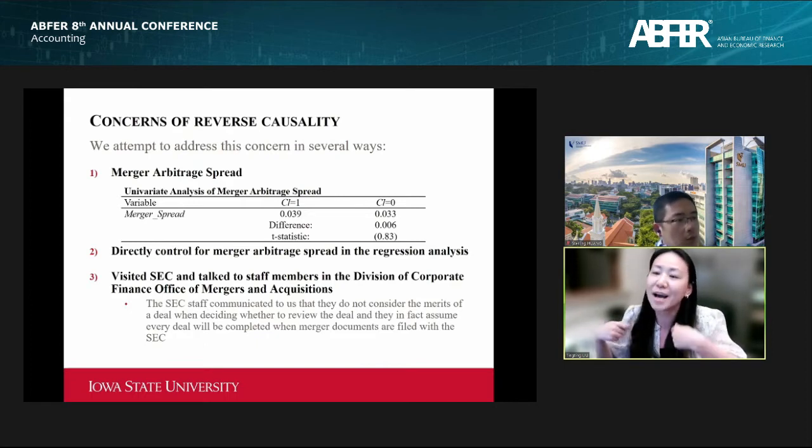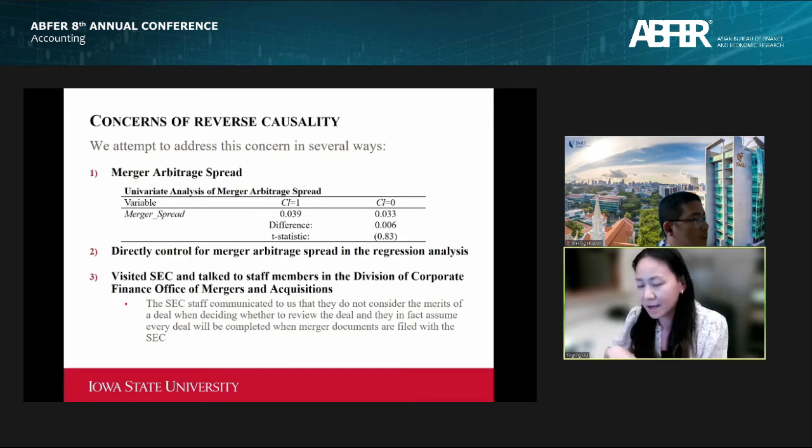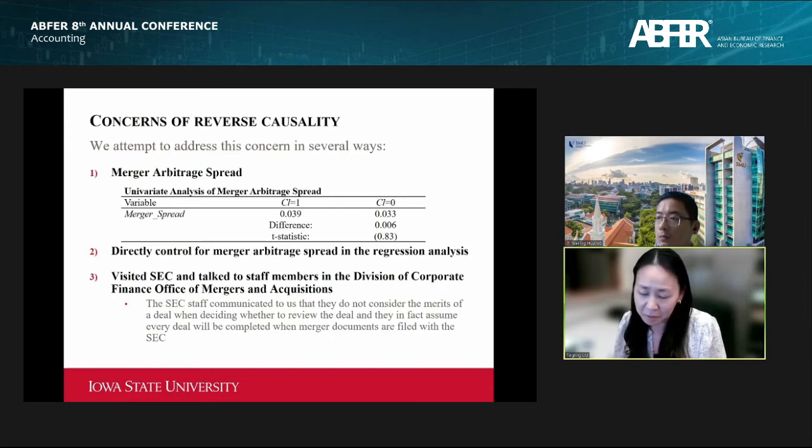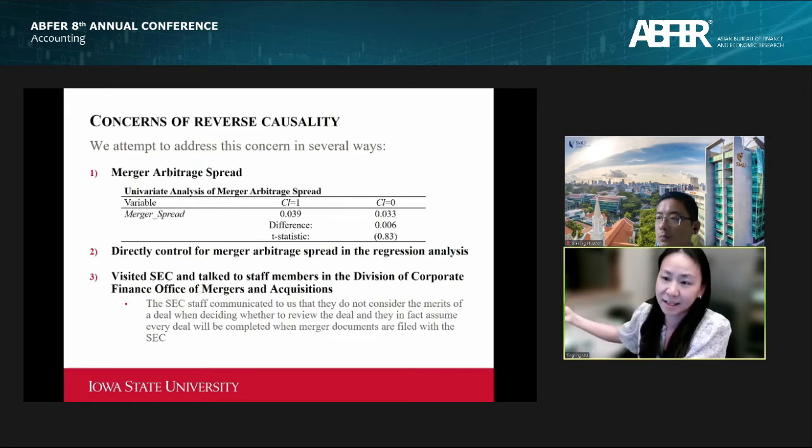They do not try to evaluate if this deal is good or bad. What they are trying to do is look at the disclosure, and if they think investors can benefit from additional information, they would issue a comment letter and list the issues that need to be addressed. In fact, they assume every deal will be completed at the time the filing is made with the SEC. So that again increases our confidence. Our results are not likely driven by any reverse causality, like ex ante selection bias, etc.